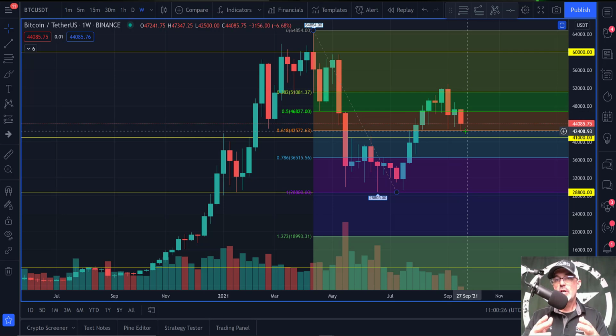So I just wanted to share with you what looks like to me to be a bull trap on the 1 week Bitcoin chart. And so I think that pretty much wraps it up.